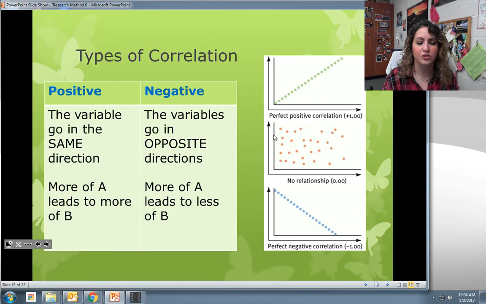And then if there is no relationship, like more or less of this does not affect any more of this or the other, that's just no relationship. And you see that as like a scatter plot on a graph.